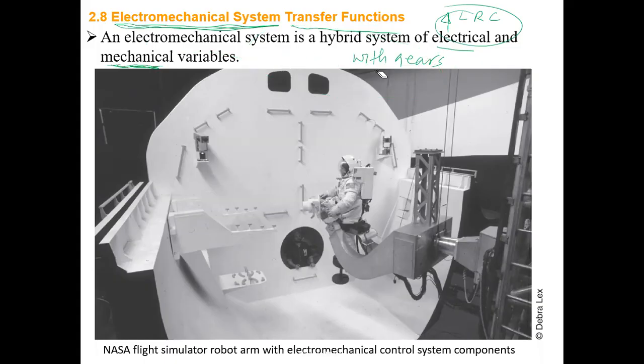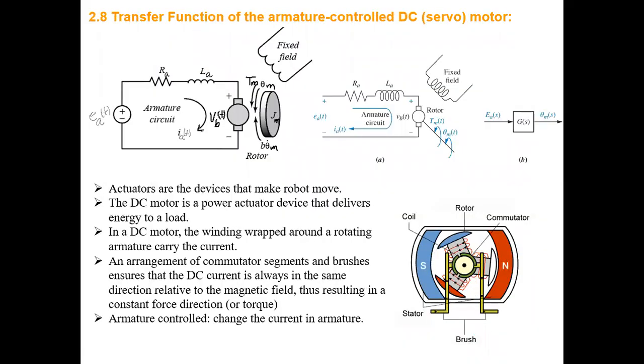Electromechanical system is a very useful system. As you can see, this is one of the examples that I showed here. This is the NASA flight simulator robot arm, and it has electromechanical control system components. This is just an example; we have lots of examples like this. All right. So first of all, we'll talk about the armature controlled DC servo motor.